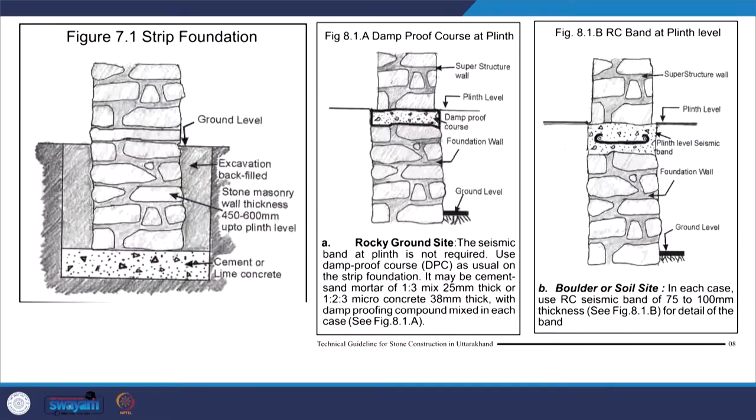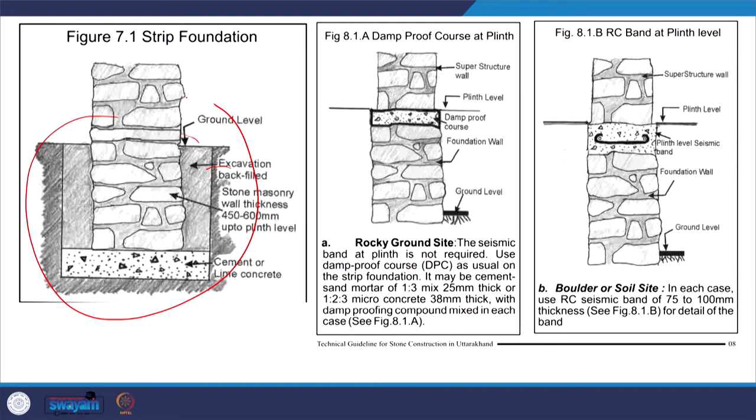So, again, there is some broader guidance which has been provided on how we have to do this stone masonry, and how at the foundation level we need to have a stone wall thickness of 450 to 600 mm, and how we can do it up to the plinth level. And similarly, since many of these houses are situated near a water body or somewhere, how we have to provide the damp proof course here.